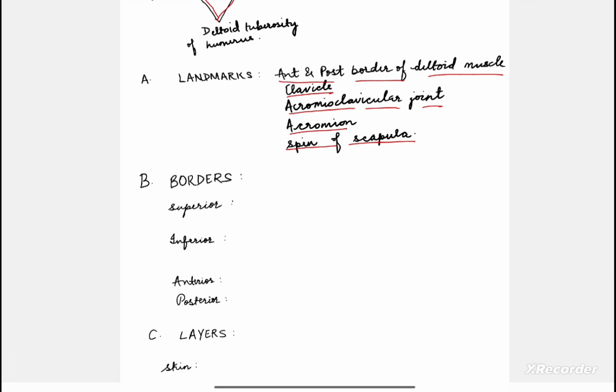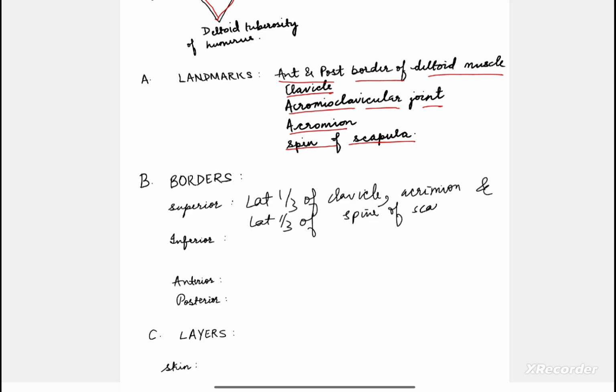What are the borders of this deltoid region? Superiorly, if we draw a line on the deltoid muscle, it runs along the lateral 1/3 of the clavicle, the acromion, and the lateral 1/3 of the spine of the scapula. This would be the superior border.